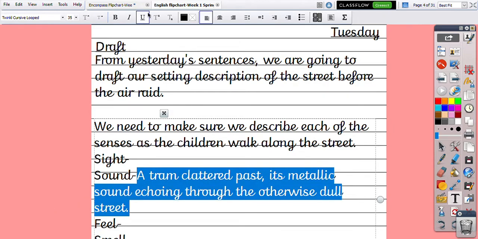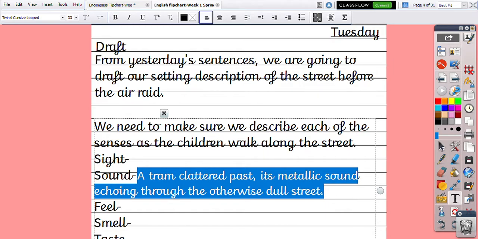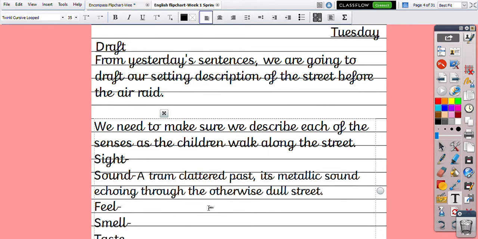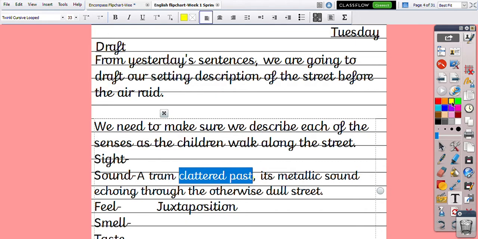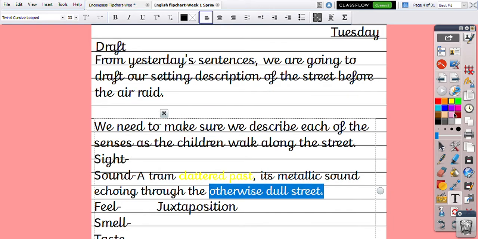So I am not only describing the sound, but I'm also using a technique called juxtaposition. And this is a technique you will learn more about in high school. But juxtaposition means when we compare two very opposite ideas. So here, my opposite ideas are, I have got the noisy tram with clattered past. I've put that in yellow now. And then I've got otherwise dull street in purple. One is really noisy, one is really quiet. Juxtaposition, putting two opposite ideas next to each other. So that's my example for sound.